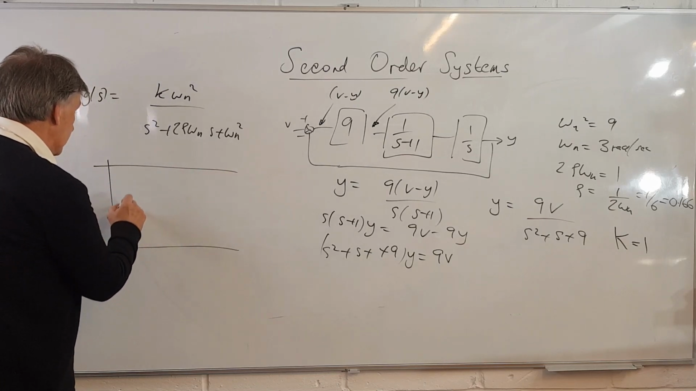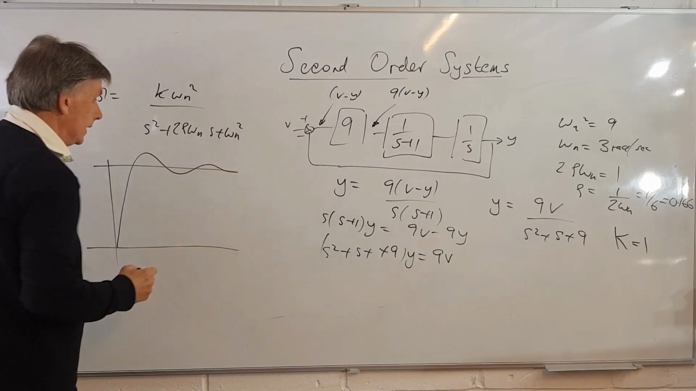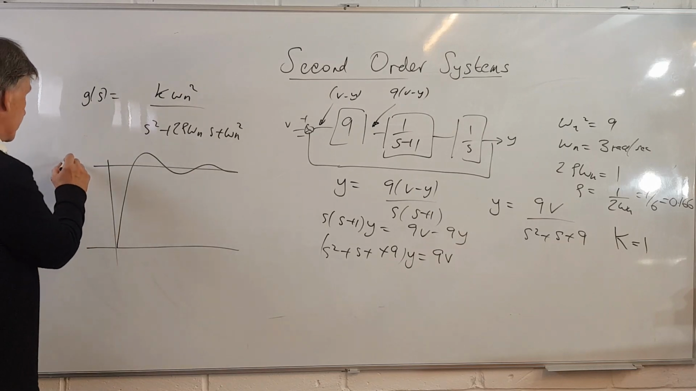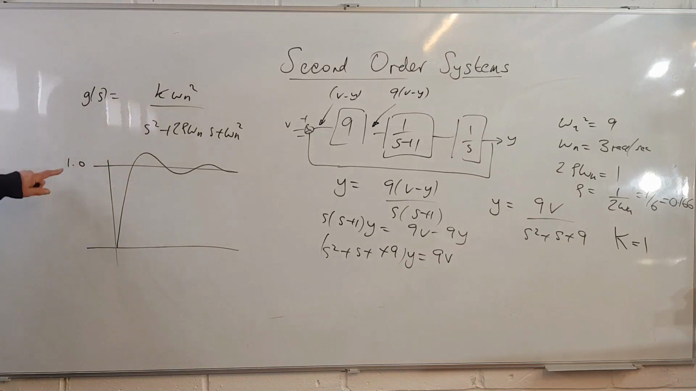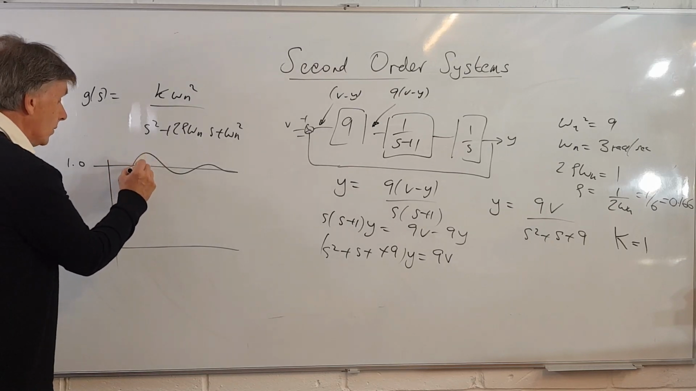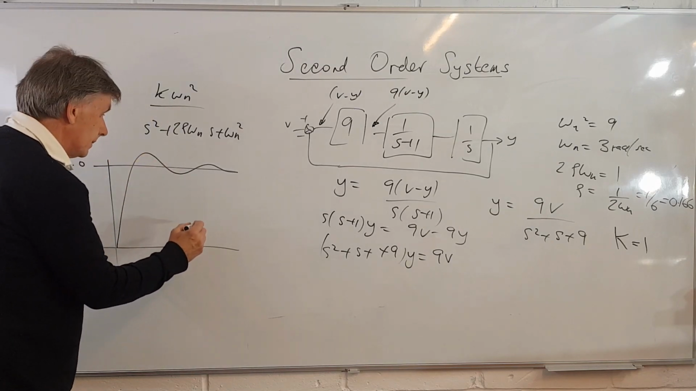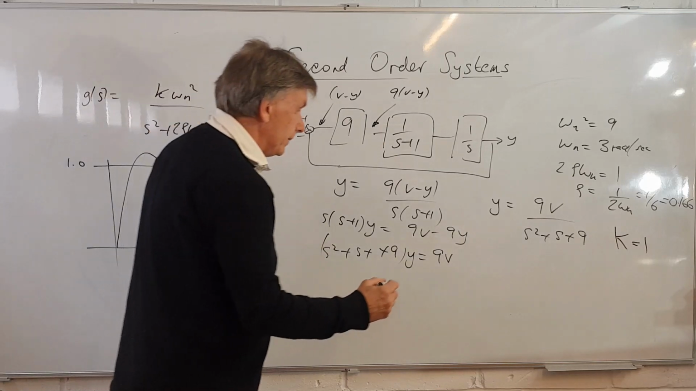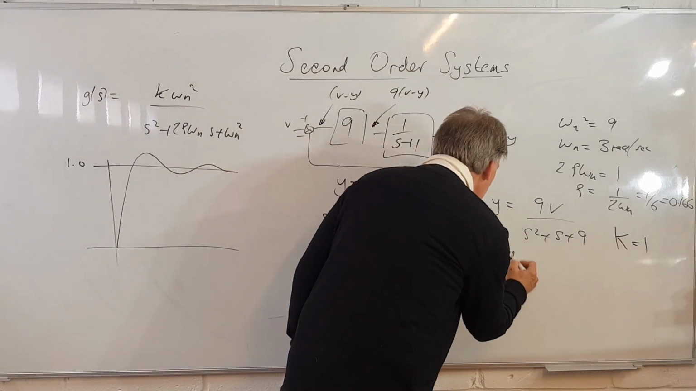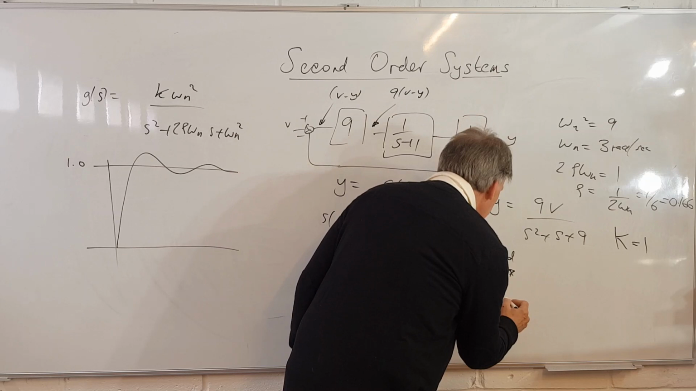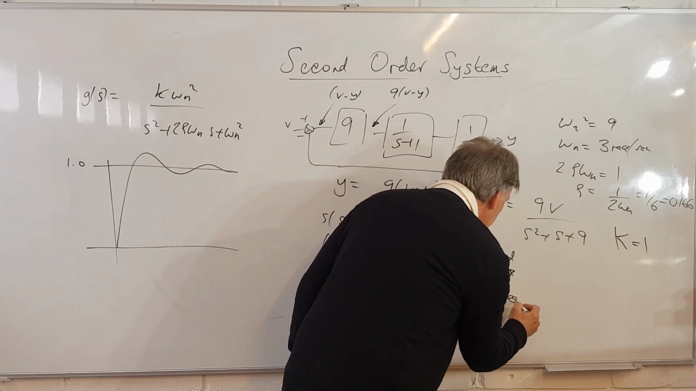So we know it's going to look like something like this, and we know that k is 1, so this is going to go to 1. And we can also work out some things now. We can work out what omega d is. So we do them here: omega d, t star, and peak overshoot.